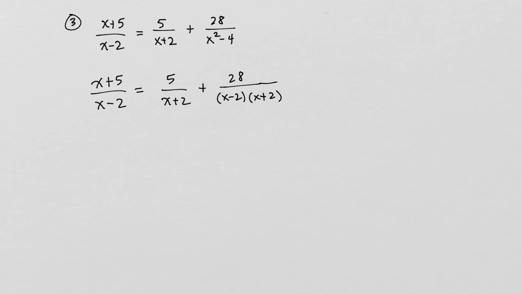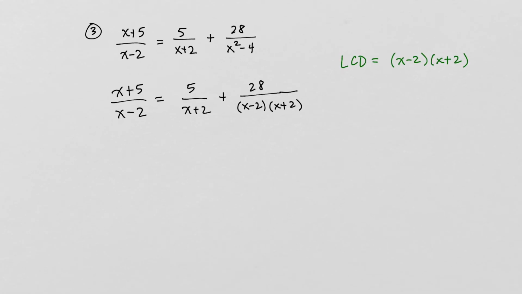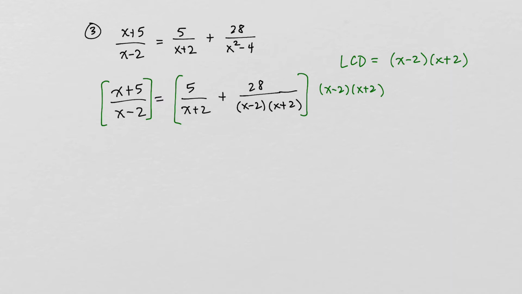The second step is to identify the least common denominator, and the least common denominator is x minus 2 times x plus 2. And what we're going to do now is we're going to multiply both sides of the equation by that least common denominator. Now on the left-hand side, when we multiply, the x minus 2 cancels out, and we end up getting x plus 2 times x plus 5.